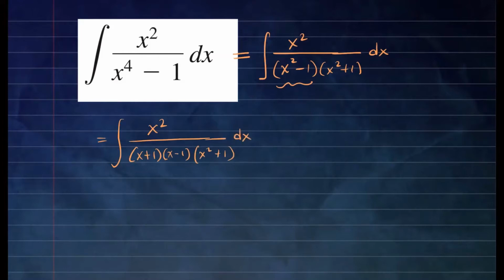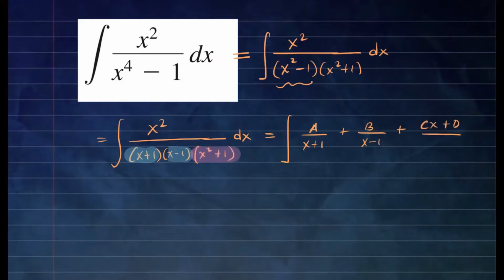Now let's write out the partial fraction. So this is equal to the integral of, so you have linear factors, so I can write this as a over x plus 1, plus b over x minus 1, plus, now here, this is a quadratic, so you have (cx plus d) over (x squared plus 1). And we're integrating this piece. So now we need to figure out what a, b, c, and d are. Then we can integrate the rest.